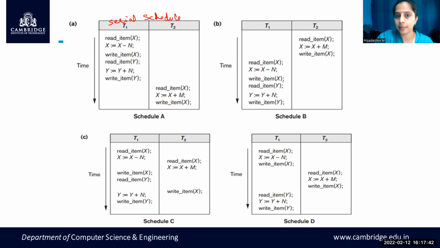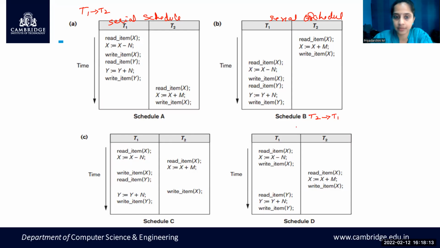What is schedule B? What is the serial order? T1 is executed first, followed by T2. What kind of a schedule is schedule B? It is also a serial schedule. What is the order of this schedule? T2 has executed first, followed by T1. The order of the schedule is T2 and T1.